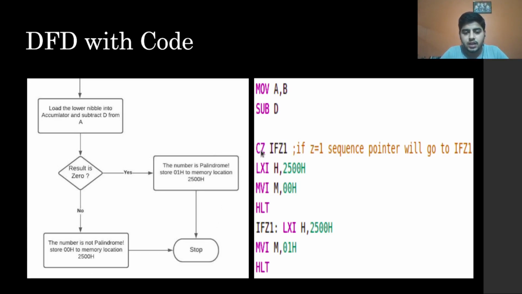First we will check if Z is equal to 1. If Z is equal to 1, then the sequence pointer will go to IFZ1. There we will again load that particular memory address into the HL pair, and then move 01 into that memory location. If it is not 1, it means it is 0, then our sequence will go as it is. So we will be moving 00 into the memory location 2500H.